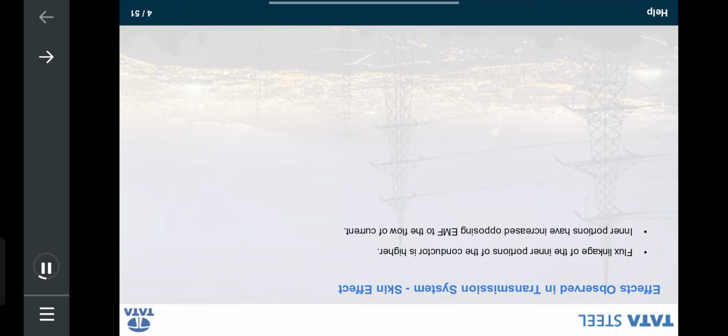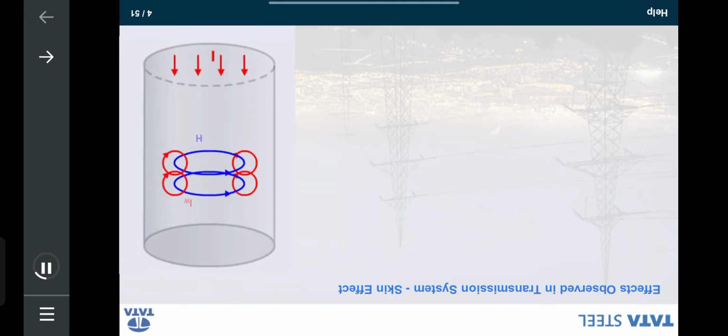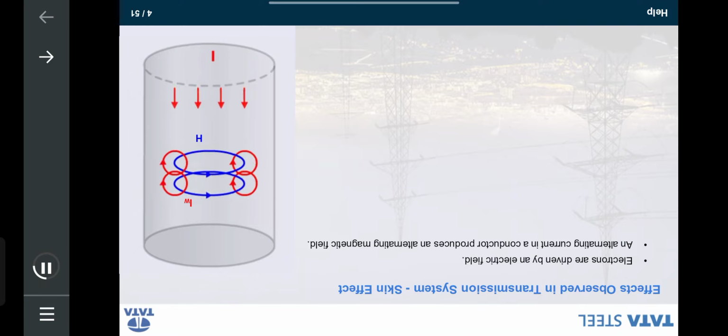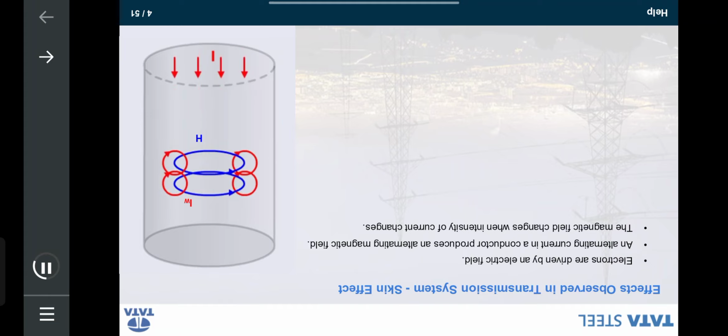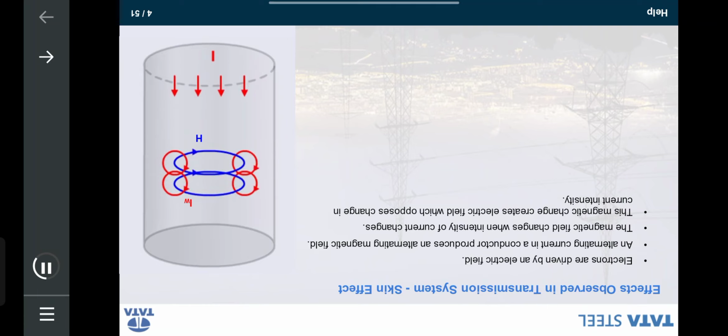Inner portions have increased opposing EMF to the flow of current. Effective conductor area decreases. Effective resistance increases. The charge carriers constituting that current, usually electrons, are driven by an electric field due to the source of electrical energy. An alternating current in a conductor produces an alternating magnetic field in and around the conductor. When the intensity of the current changes, the magnetic field also changes. The change in the magnetic field in turn creates an electric field which opposes the change in current intensity. This opposing electric field is called counter EMF.